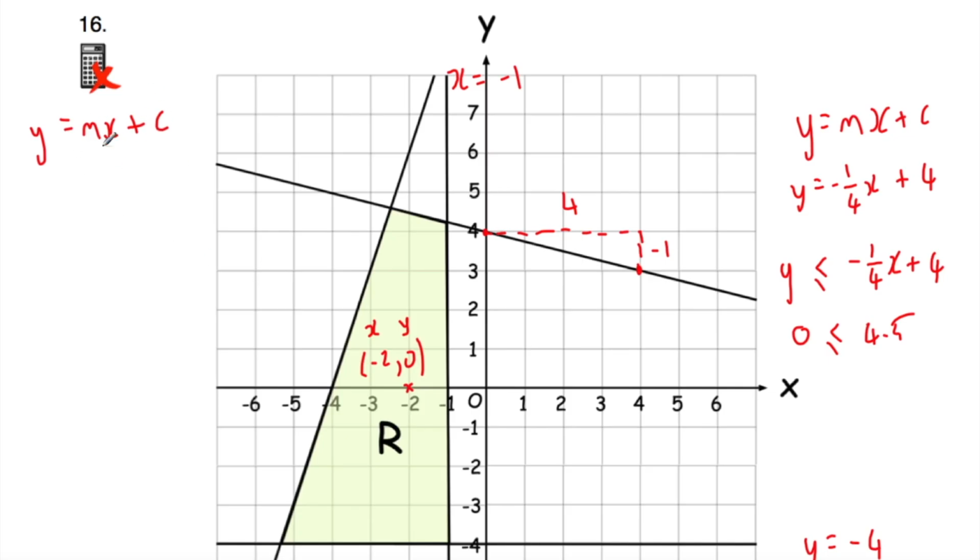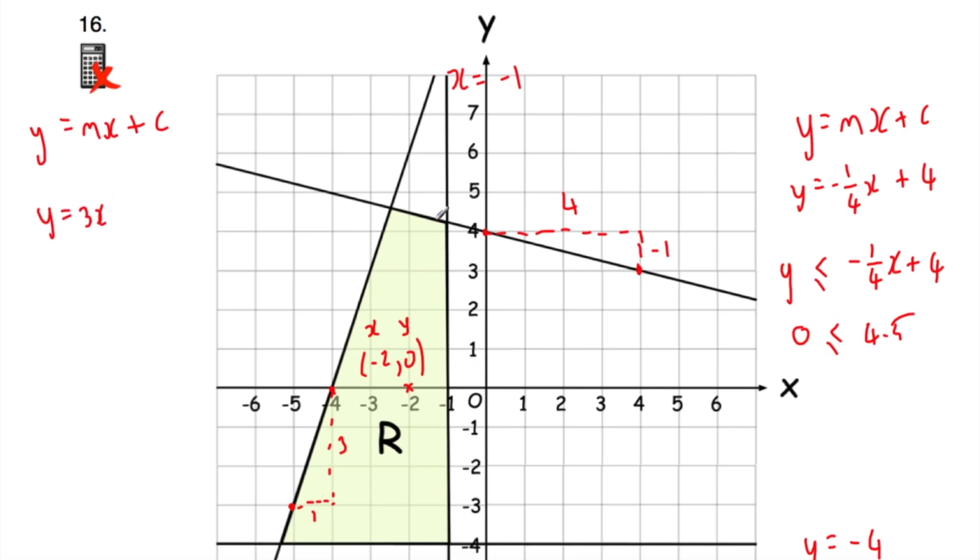So I'm going to start this time with the gradient because the y-intercept's not on the grid. So let's figure out what the gradient will be first. I'm going to choose 2 points on the line, this point here and this point here. And in terms of the gradient, we're going across 1 and up 3. So that means that the rise is equal to 3 and the run is 1. 3 divided by 1 is 3. So it's going to be y equals 3x.